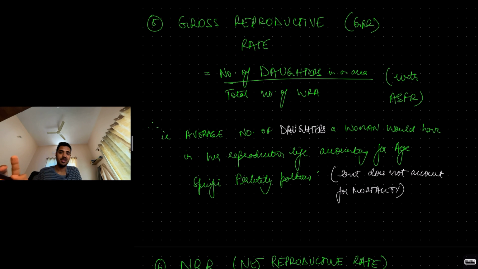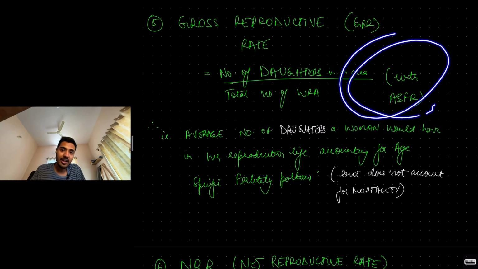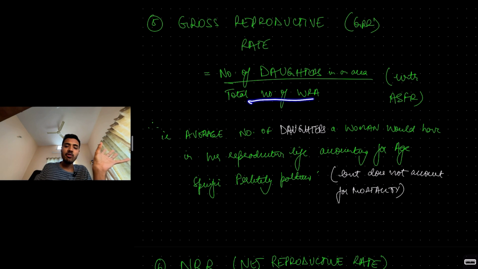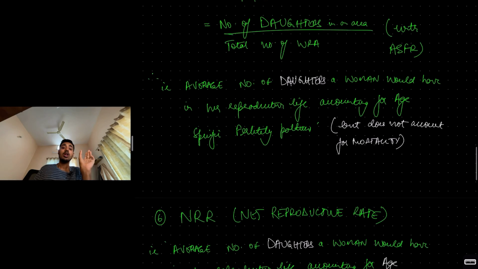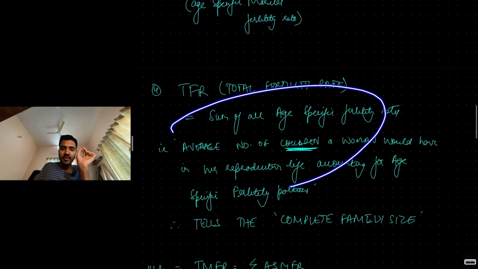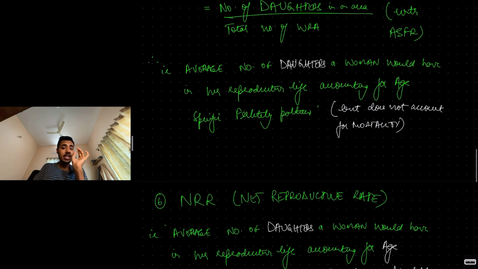Gross reproductive rate: number of daughters in an area divided by total number of women in reproductive age group. It accounts for ASFR, which is important. GRR takes age specific fertility rate into account. Number of daughters divided by number of women in reproductive age. So it is the average number of daughters. Just change the definition a bit; TFR definition, you just have to tweak it. Average number of daughters, not number of children, a woman would have in her reproductive life, accounting for age specific fertility patterns.